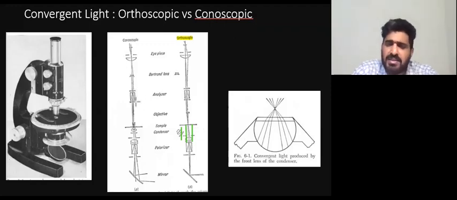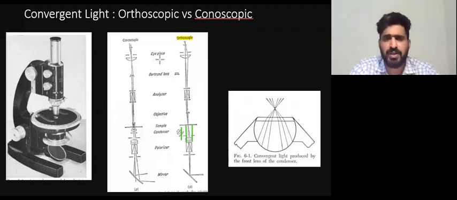The conoscopic arrangement is the arrangement required to get the interference figure. We also need to insert the Bertrand lens to get a magnified view of the interference figure. That is why you can see the Bertrand lens is kept outside in this arrangement, but it is inserted in the light path for the conoscopic studies. So you have got two different arrangements over here. One is orthoscopic and the other one is conoscopic.